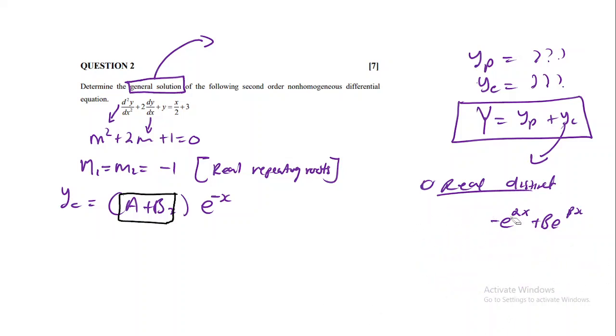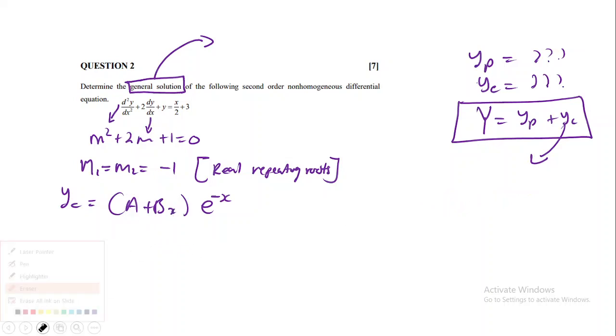So for now, we can see that we have obtained our yc, which is our complementary function. So what is left now? Now we are left with only our yp. We are required to determine our yp. To choose our yp, we are going to look at our right hand side. We can see that on our right hand side, we're having 1 over 2 x plus 3.